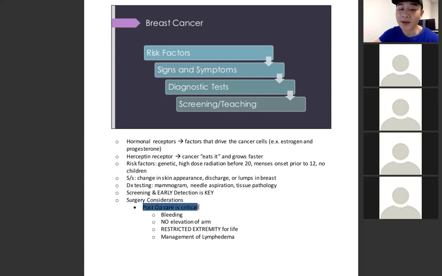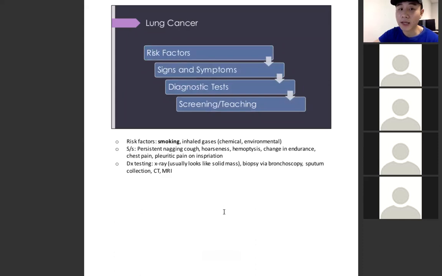So what is post-op care? Usually patients with breast cancer, or who want to prevent breast cancer, will have a mastectomy where they remove one side of their breast or both breasts. So for post-op care for this patient, we need to make sure that we do bleeding precautions and also tell them not to elevate their arm during the healing time, and definitely restrict the extremity for life if they have a one-sided mastectomy. And by restrict, we mean no blood pressure cuff, no IV, nothing on that side of the arm.